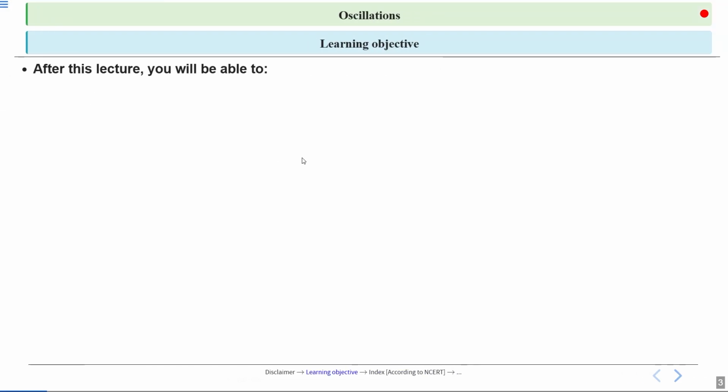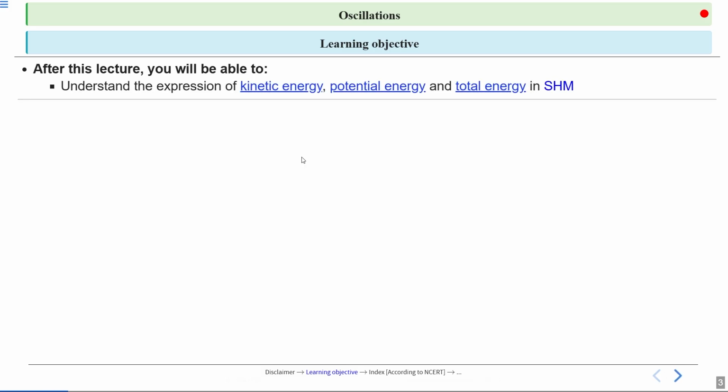Learning objective. After this lecture you will be able to understand the expression of kinetic energy, potential energy and total energy in simple harmonic motion.